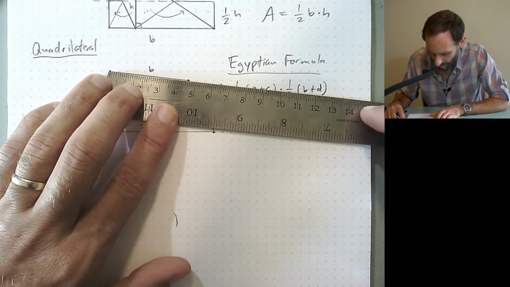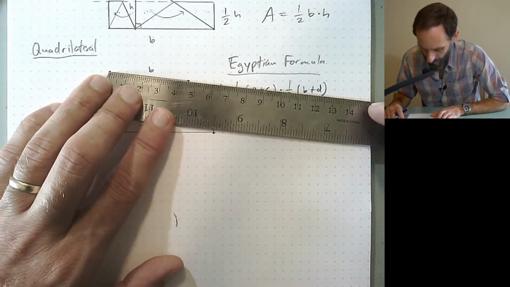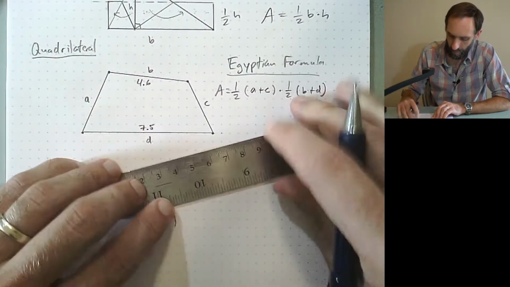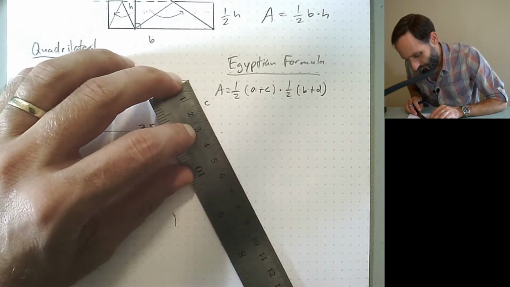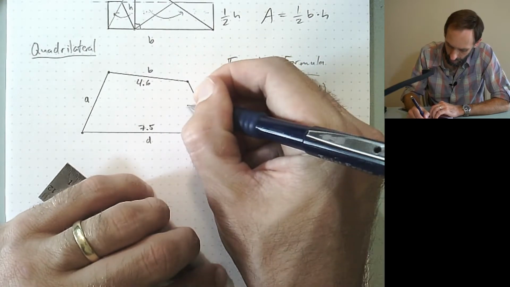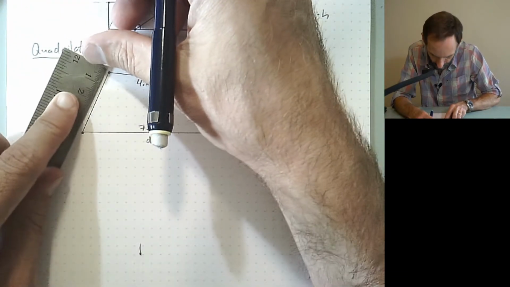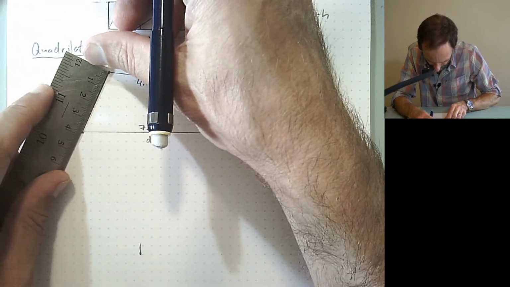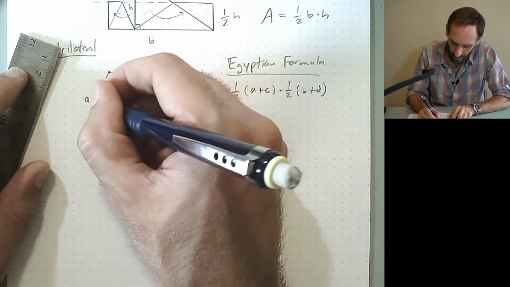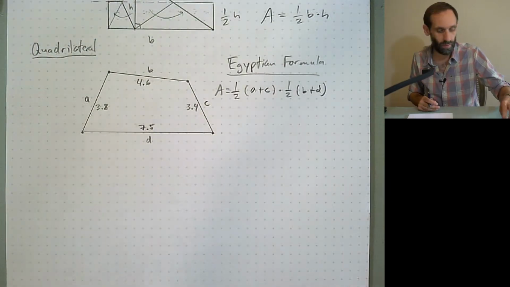This one here is, can't quite see, the document camera's in the way. I'm going to go 4.6 for that one. And that looks like 3.4. And finally, this side right here. That looks like 3.8 to me. All right, so 3.8. This is all in centimeters, but I'll just call those my units.